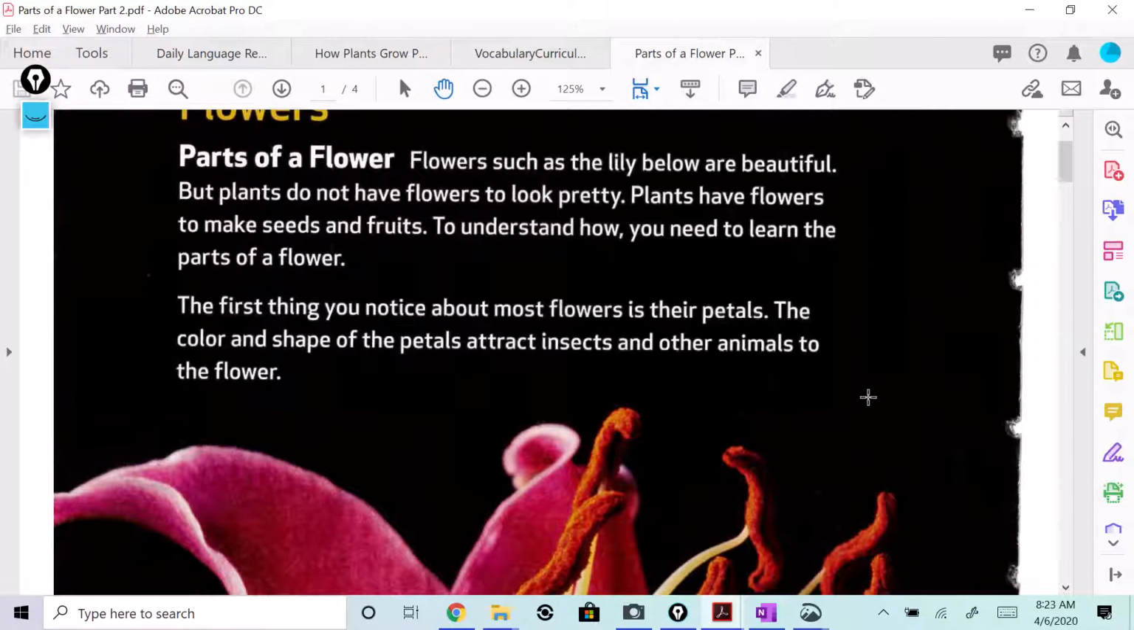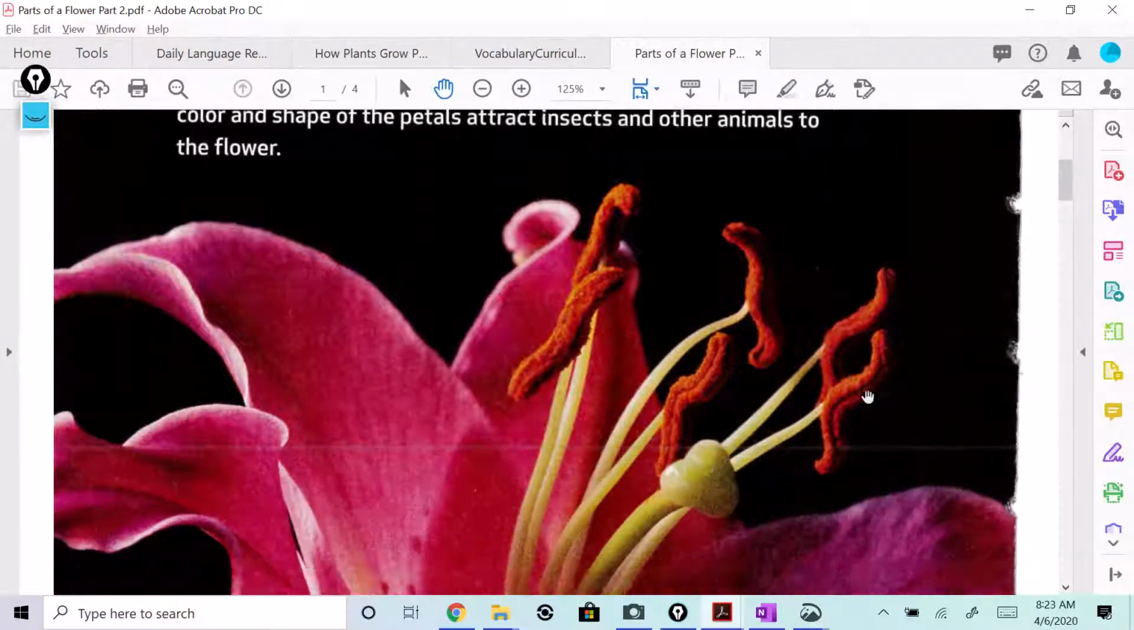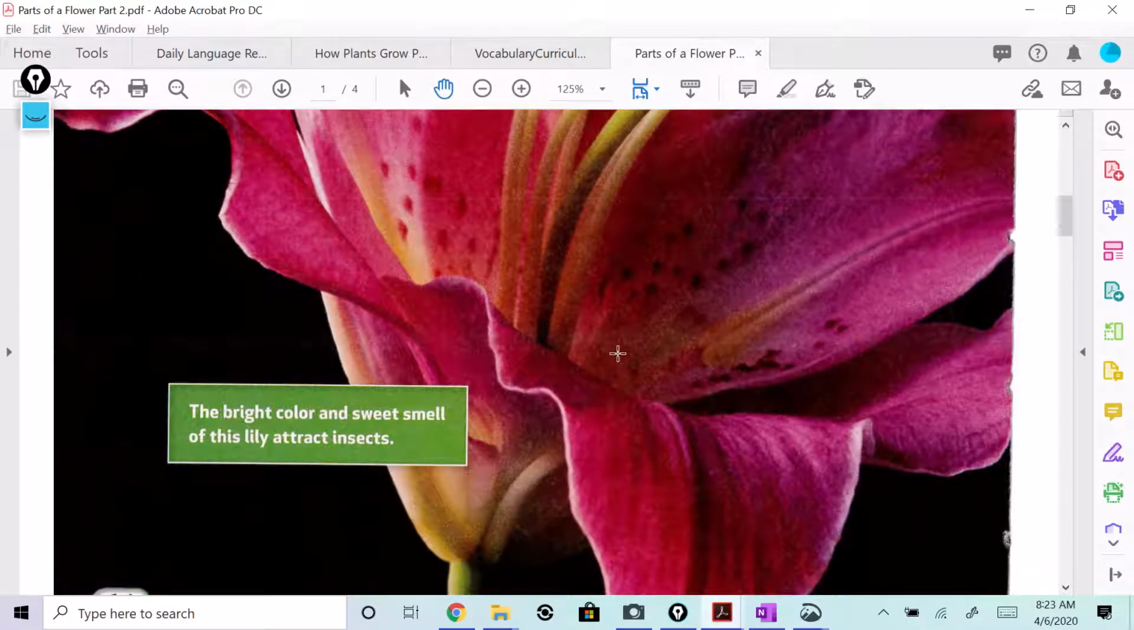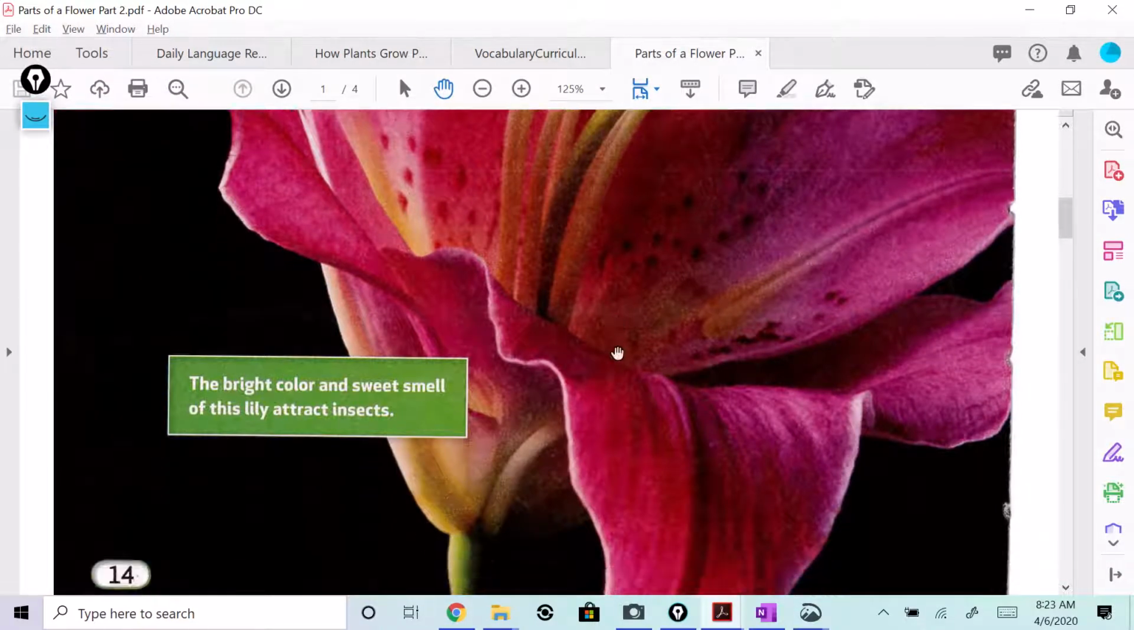Let's get to reading. Parts of a flower. Flowers such as the lily below are beautiful, but plants do not have flowers to look pretty. Plants have flowers to make seeds and fruits. To understand how, you need to learn the parts of a flower. The first thing you notice about most flowers is their petals. The color and shape of the petals attract insects and other animals to the flower. Look at that, that's a beautiful full color. I think we have the stamen and the pistil, or maybe that's the pistil and the stamen. We're going to find out. The bright color and sweet smell of this lily attracts insects.